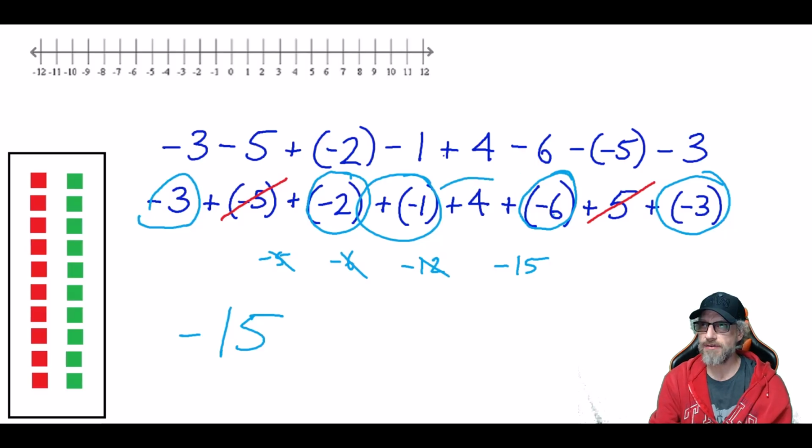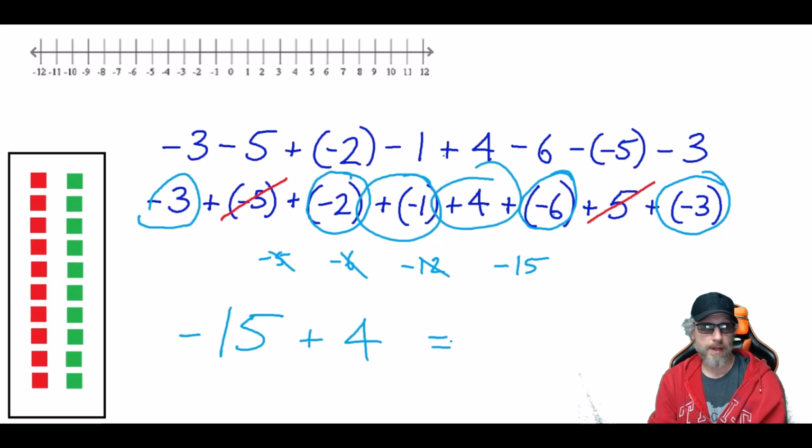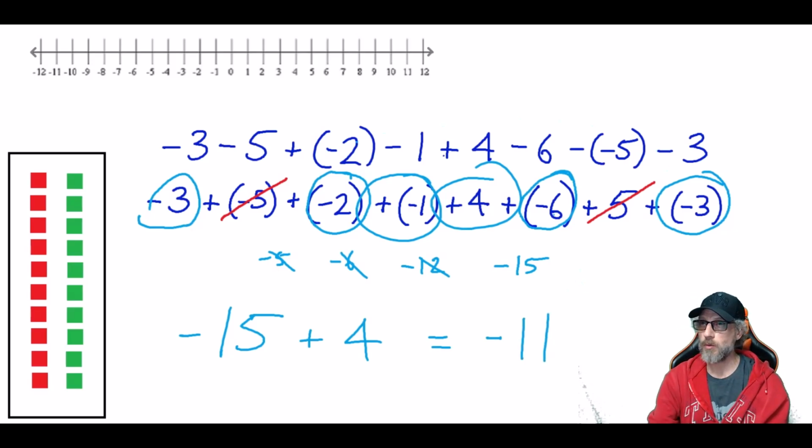There's only one positive here, that +4. Okay, now money example, number line. I owe 15. I'm going to get $4 back, but I'm still in the hole. I'm still with a negative result. I owe 15, I get 4, that leaves behind 11 that I still owe. So big beefy problem has this answer, it equals -11.